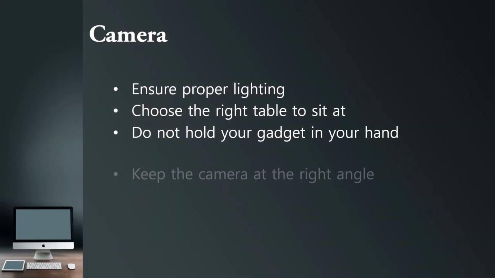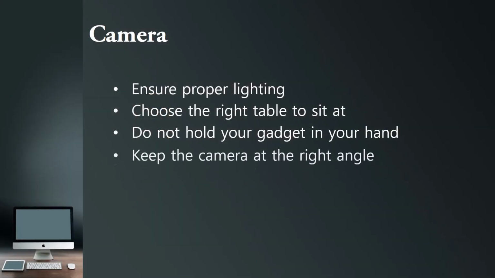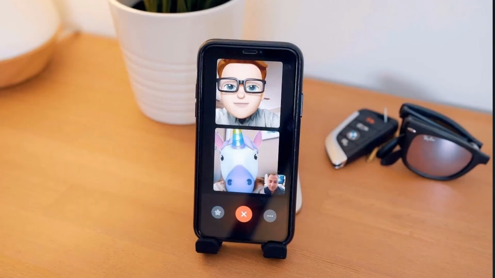Next, keep the camera at the right angle. The wrong angle of camera can make your face look different and can be very unflattering at times. Try moving your camera angle and find the one that projects your best angle. Position your camera slightly above you, looking down at the distance as if looking at the other person or the audience face to face.